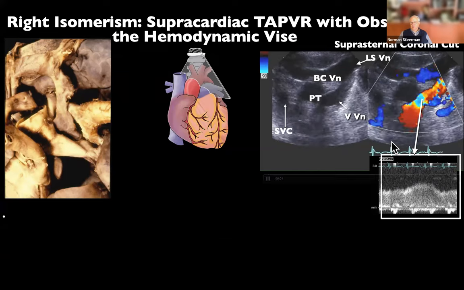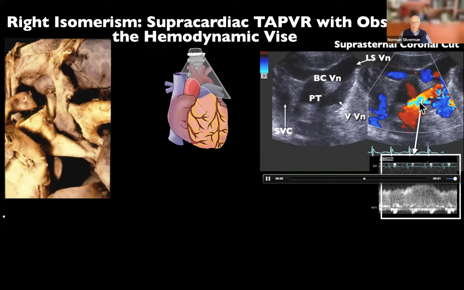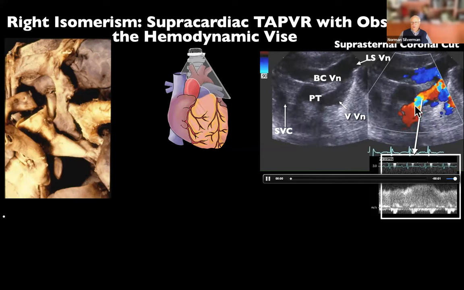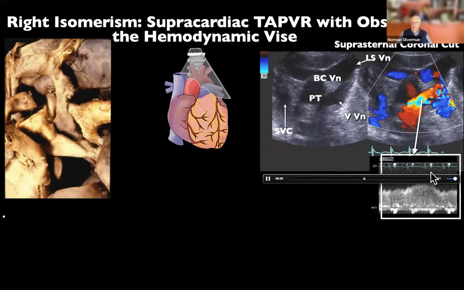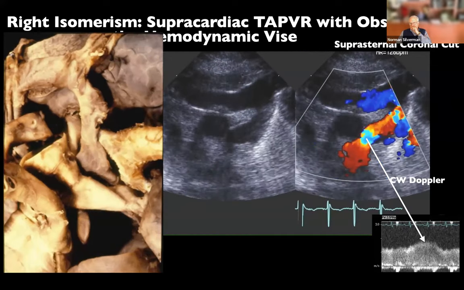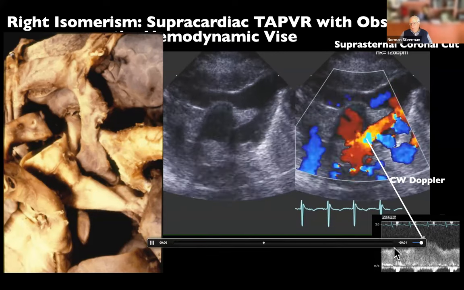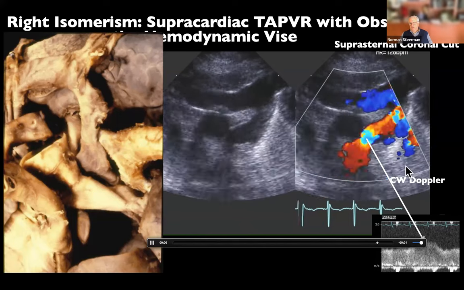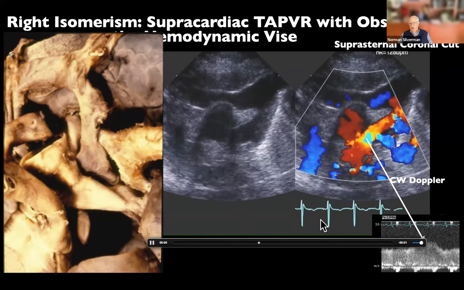And here is a beautiful example of an acceleration of flow with the jet as the venous confluence is coming towards the vertical vein with the Doppler signal below. There we go. And that's a sample showing the high velocity of flow in a pulmonary vein at about a meter per second, 4 or 5 millimeters of mercury obstruction at this point. And there's the right pulmonary artery crossing over here.